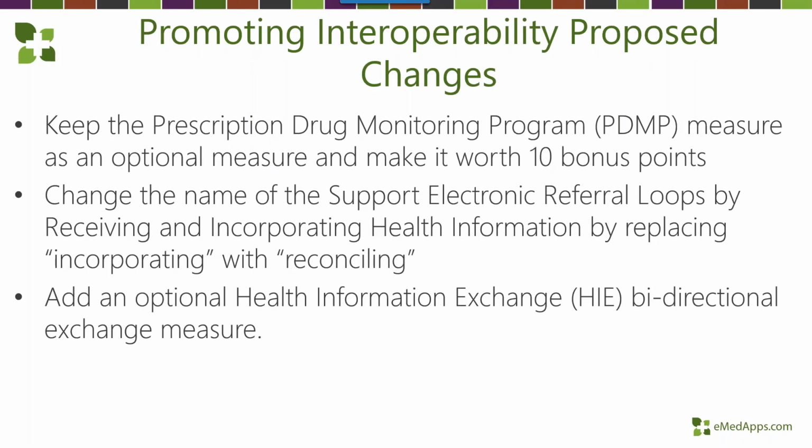For the PI category, they're proposing that they're keeping the PDMP program, and they're also proposing to make it worth 10 bonus points. They changed the name, or they're proposing to change the name of support electronic referral loops by receiving and incorporating health information by replacing incorporating with reconciling. So it'd be support electronic referral loops by receiving and reconciling health information. Not a huge change there. And they are adding an optional health information exchange bi-directional measure. Again, more to come on that once the final rule comes out. Next slide.